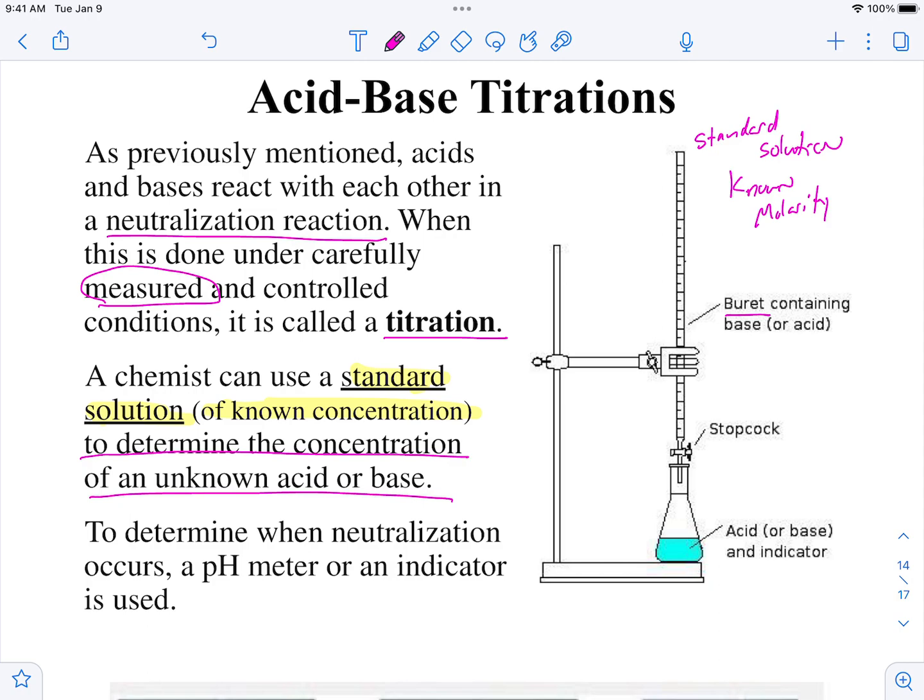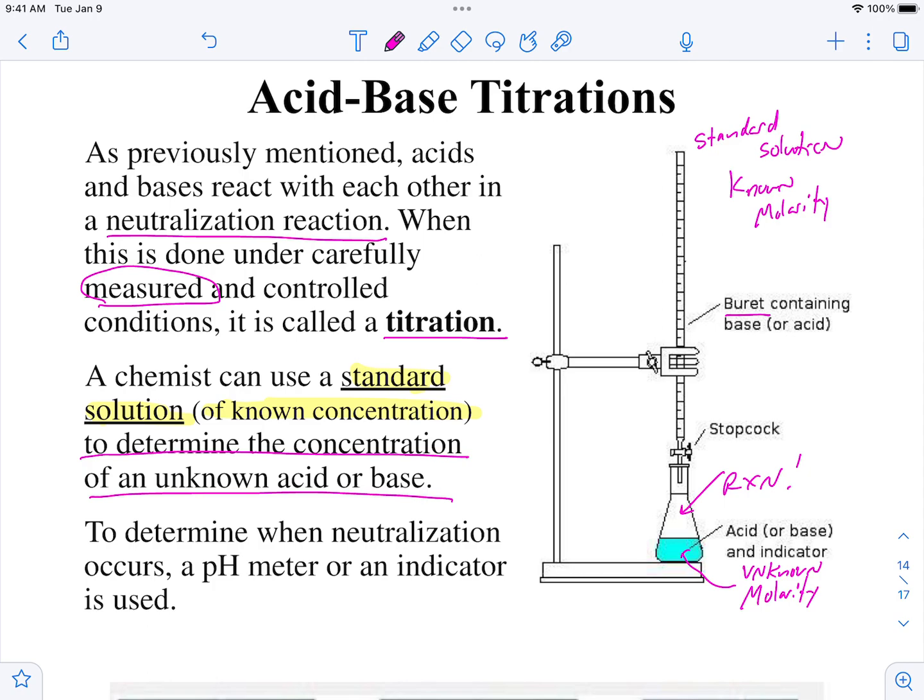Okay. Now, in the beaker, this is where the reaction takes place. So what we do is we put in the beaker the acid or base of unknown molarity. All right. So I've got this acid that I found. I don't know the molarity, but I can use a known solution and stoichiometry to help me figure it out.